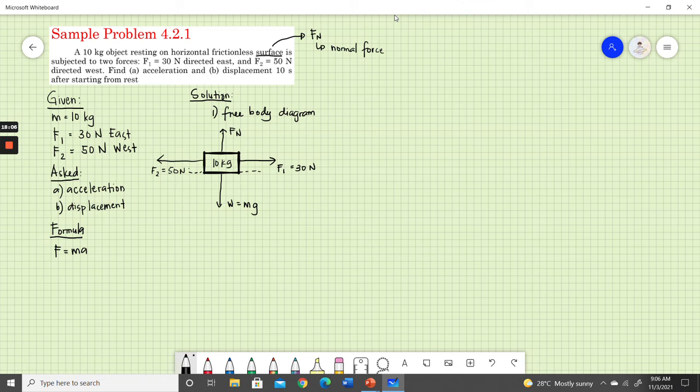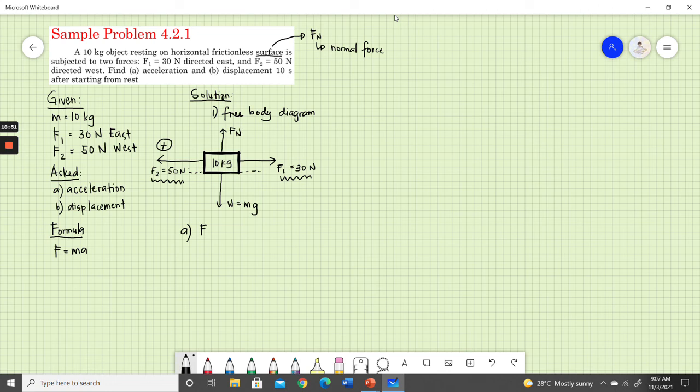But what will happen to this object, it actually will move in the horizontal direction. And we know that because there is an unbalanced force. Our force directed towards west is higher than our force directed towards east. So since the force towards west is higher, we know that this object will have to move towards west. So since that is the direction of our motion, we can choose this as our positive. Okay, now let's solve for the acceleration of this object. How can we solve for the acceleration of the object? Remember our formula.